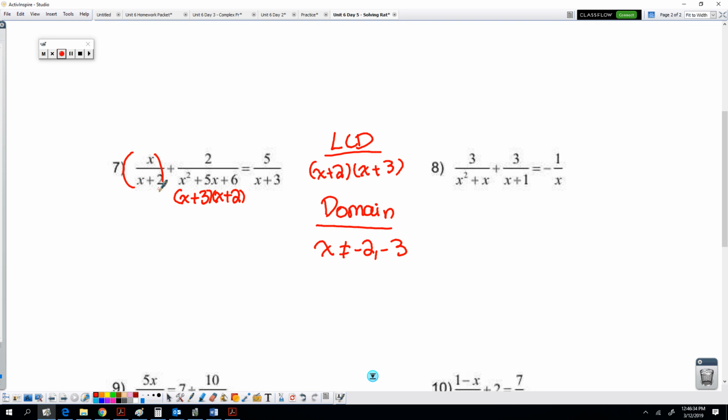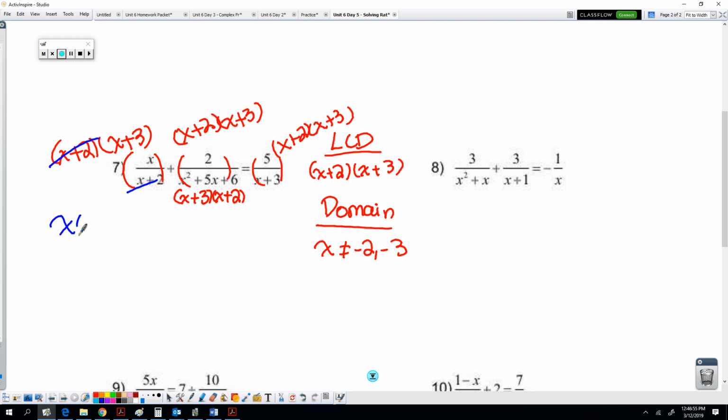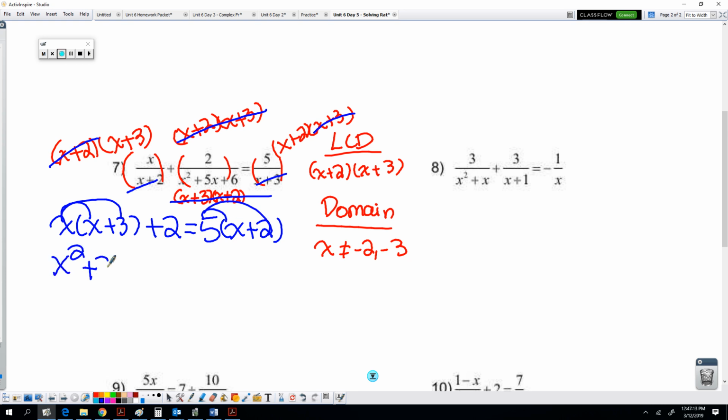So now you're going to multiply each one by your LCD to be able to cancel your denominator. And now we get to cancel stuff out, which is one of my favorite things. My x plus 2 goes away. So I have x times x plus 3. In the next one, they both go away. Plus 2. And in the next one, my x plus 3 cancels out, so I'm left with 5 times x plus 2. And now we're going to distribute. So I get x squared plus 3x plus 2 is equal to 5x plus 10.